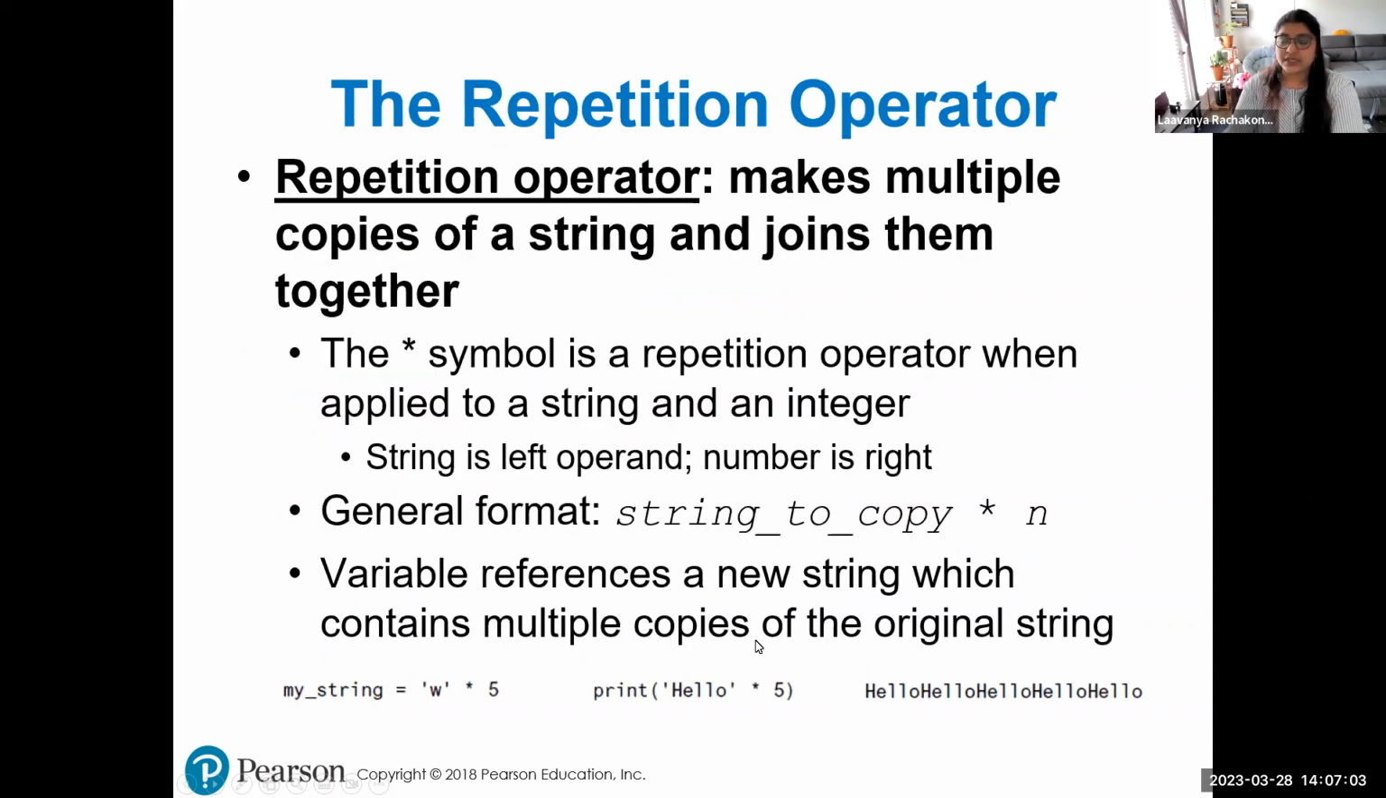Next, let's look into the repetition operator. We are already familiar with the repetition operator from chapter 7, and maybe even before that. So we are going to use the multiplication symbol for the repetition operator. It will just copy the string n number of times. So if I have "w" * 5, and I print my string, it will be wwwww. Print "hello" * 5, it will be hello 5 times.